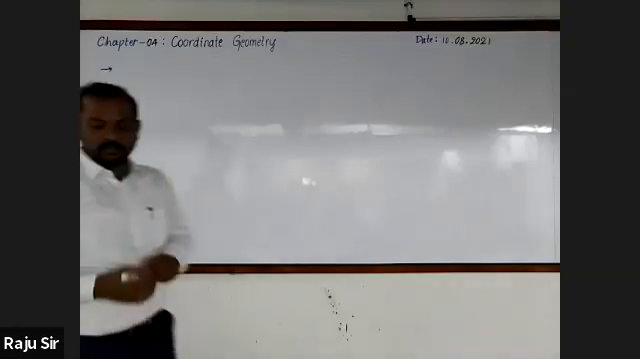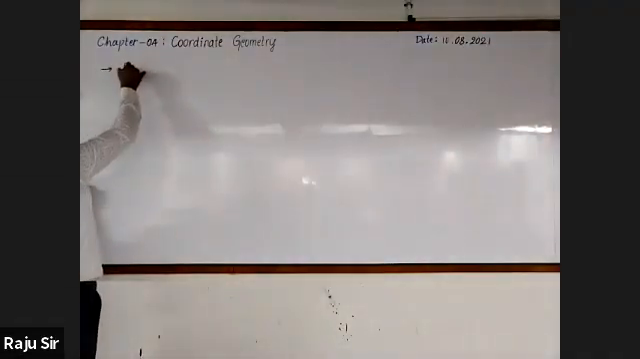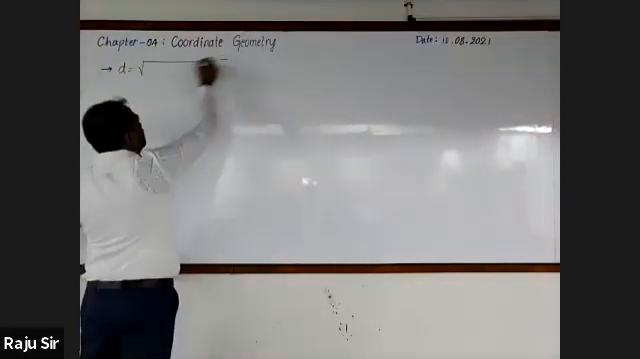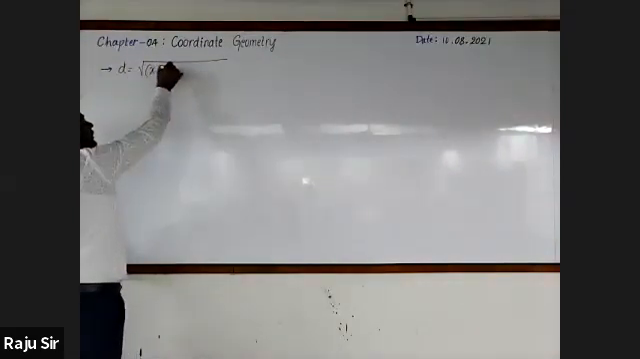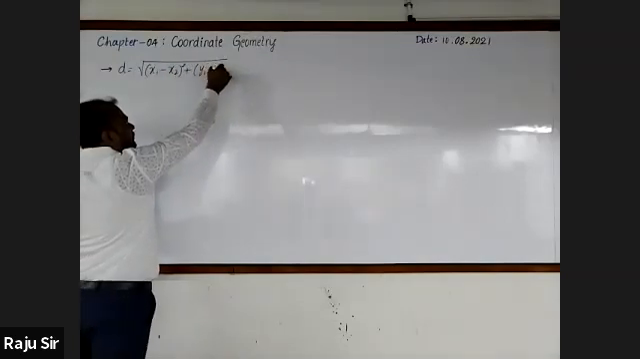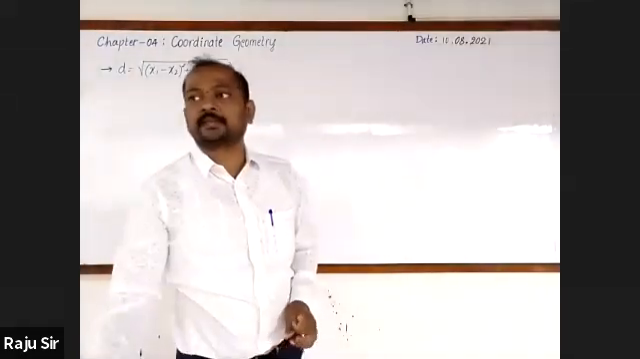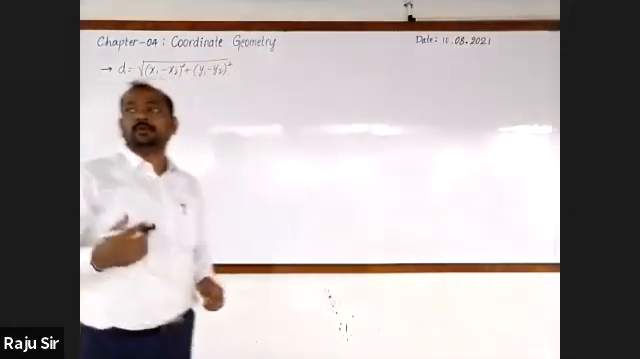Then what is that formula? Distance formula: d is equal to square root of (x1 minus x2) whole square plus (y1 minus y2) whole square.